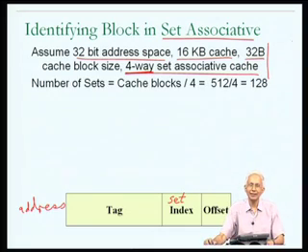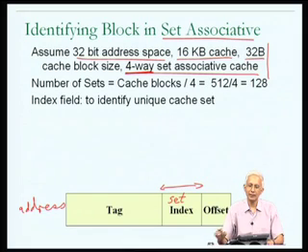So, once again I can calculate the number of sets in the cache by dividing the number of cache blocks by 4, because I know that there are 4 blocks within each set, and therefore the number of sets will be given by the number of cache blocks divided by 4, which is going to be 128, from which I can infer the number of bits that are required for the set index. That will be given by log base 2 of 128, which is 7 bits.